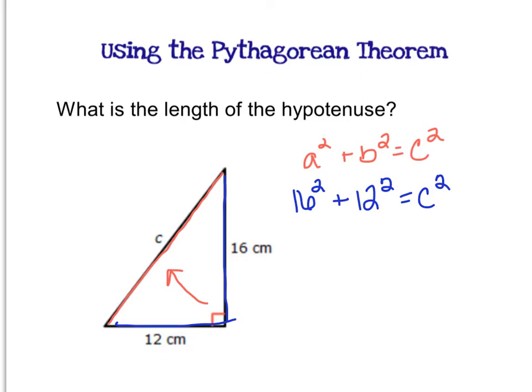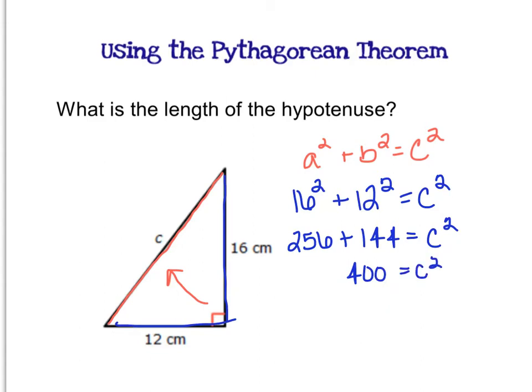16 squared, or 16 times 16, is 256. 12 squared, or 12 times 12, is 144, and that'll give me c squared. 256 plus 144 is 400, equals c squared.